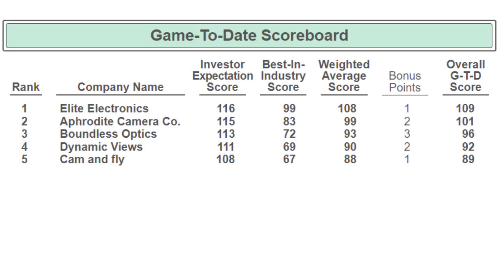So the game-to-date scoreboard includes all the years. So Company E's at 109, Company A's at 101. So they've got an 8-point spread. Now that's a big deal for the game-to-date scoreboard. You really don't want it to get past 10 points because it's really hard to catch them by that time frame. So Company B, you're at 96, Company D's at 92, and Company C's at 89. So if we threw out Company E, wow, this would be like a super tight competition.